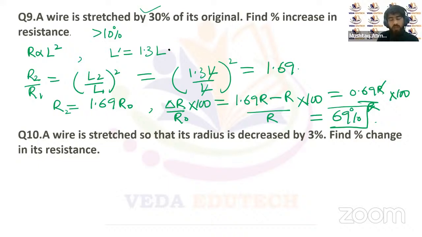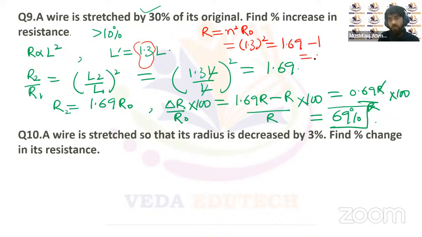We know that if the length of the conductor becomes n times, in that case the new resistance becomes n square times the older resistance. Now the factor n here is 1.3, so 1.3 whole square is equal to 1.69. So we'll just subtract 1 from it. It will be 0.69, and multiply it by 100. So that will be 69%. It means 69% is going to be the answer, the percentage change in the resistance, right?